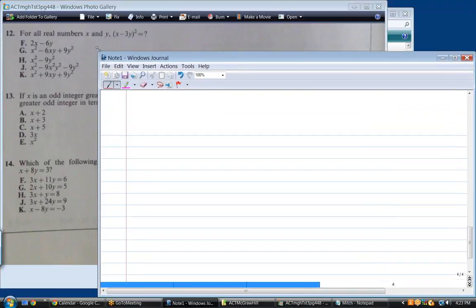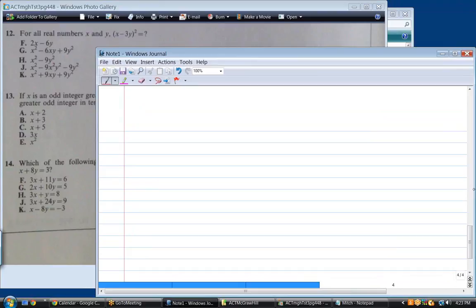It's amazing to me, looking at these, how many problems they put on there where there's at least one shortcut and sometimes two.